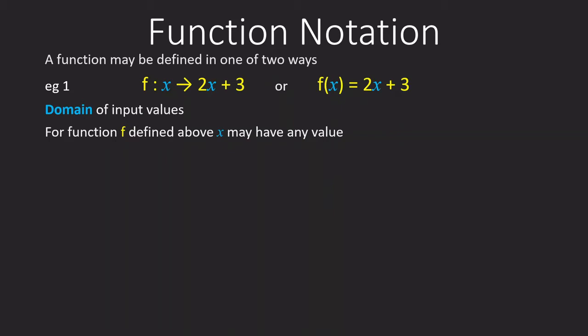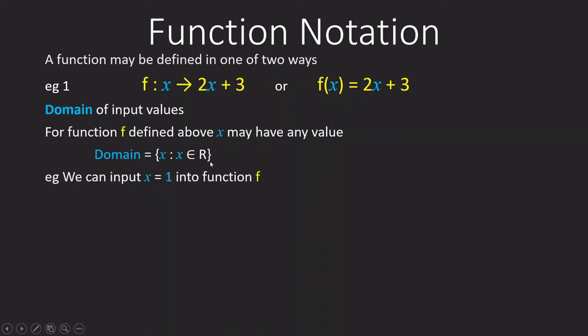Remember, the domain is the set of possible values that we could substitute into this function. Since the function just multiplies the input value by 2 and then adds 3 to it, we could do that to any value. So function f may have any possible input value. To define that using set notation, I could say that the domain of function f could include any x value where x is simply a real number.